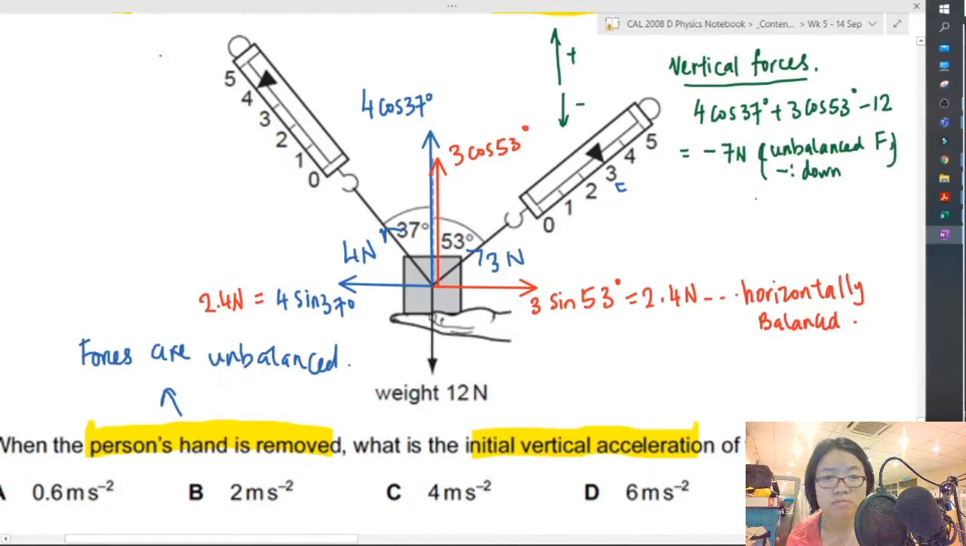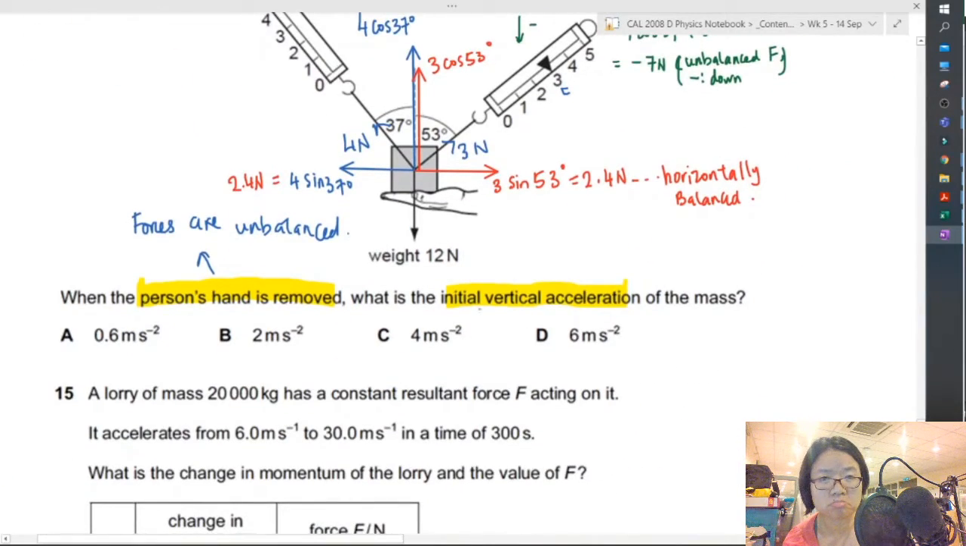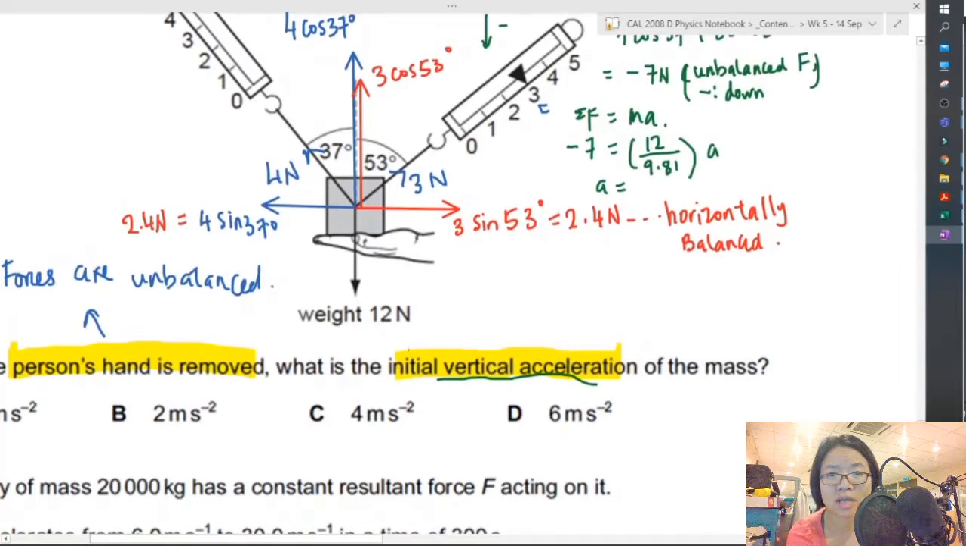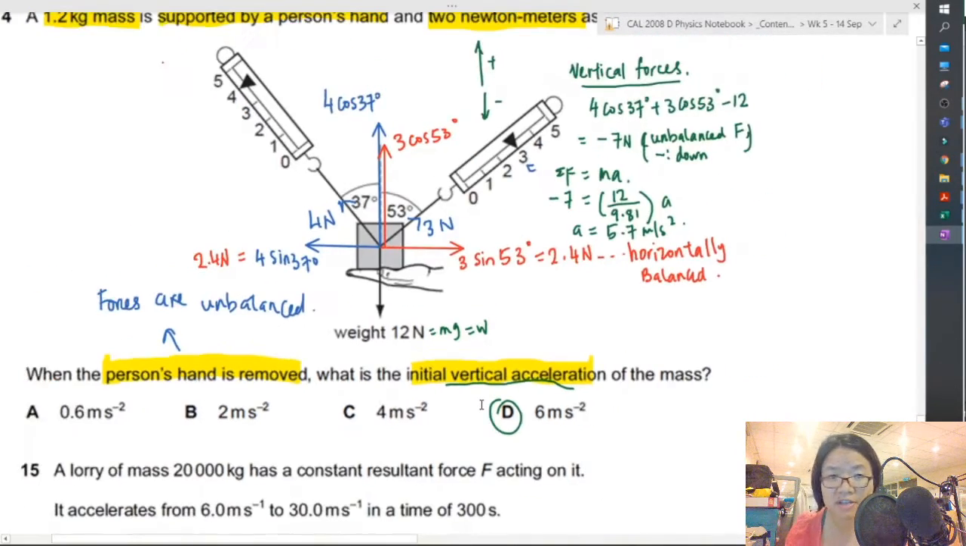So then, since the mass is constant, you know the mass here, so I think I can find vertical acceleration using the equation F equals ma lah. So negative 7 will be equal to 12 Newton over 9.81 times a. So 12 Newton is mg lor, the weight. That's why if you want to find m, you take W divided by g. That's how you get 5.7.